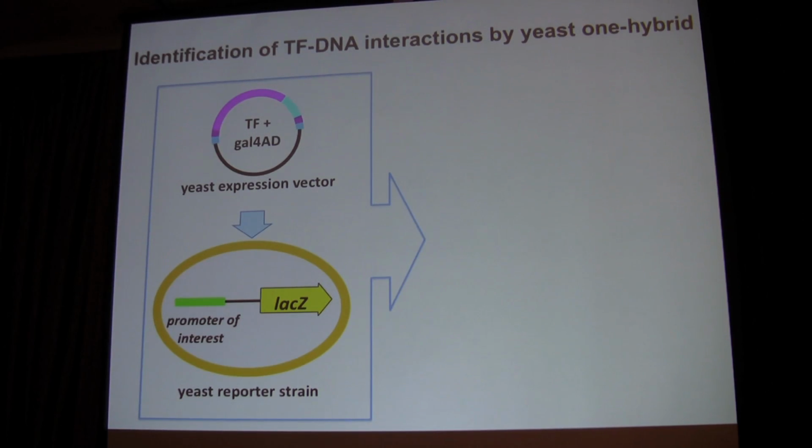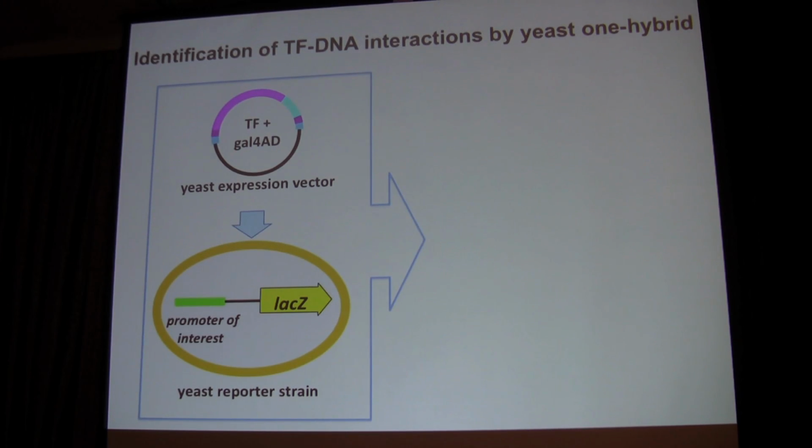And this is the yeast one-hybrid system. In the yeast one-hybrid system, we have two basic components. One is a yeast reporter strain, where a reporter gene is expressed, driven by any promoter region that we are interested in studying. And we are going to transform this yeast strain with plasmids that encode transcription factors that potentially bind to the promoter region.